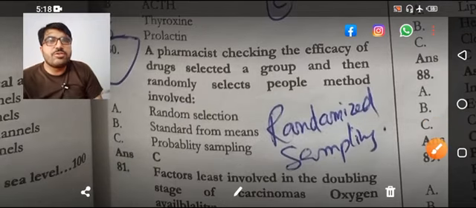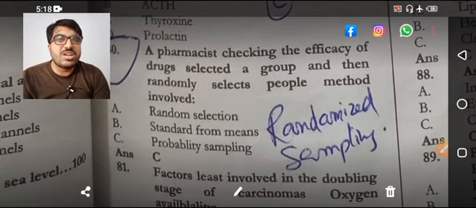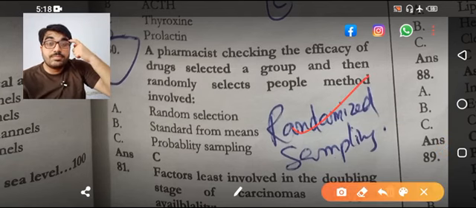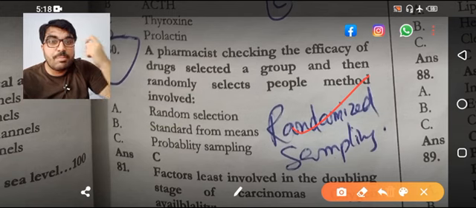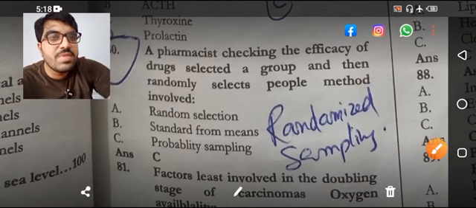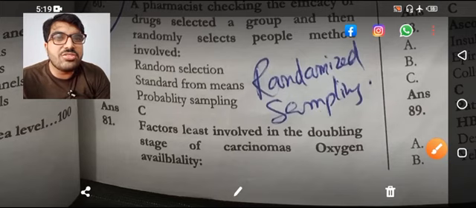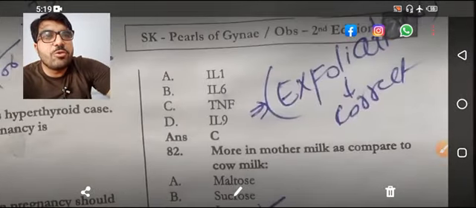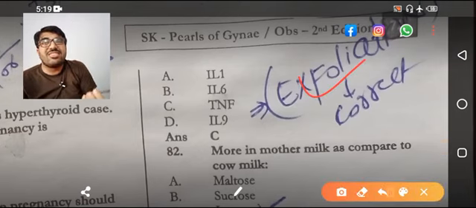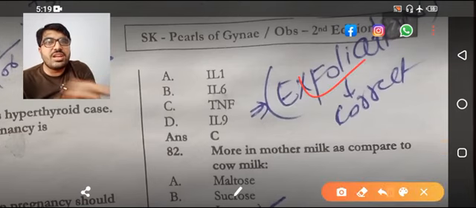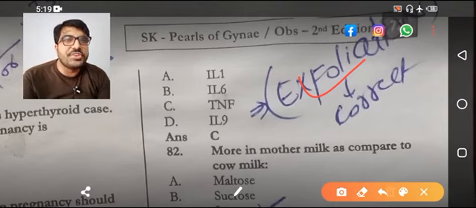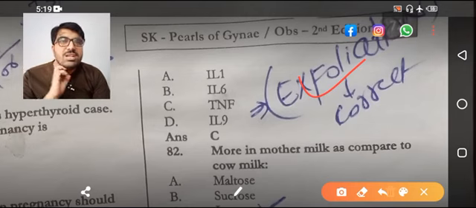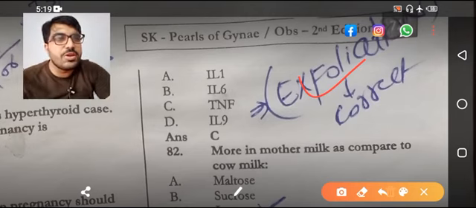A pharmacist checking the efficacy of a drug selected a group and then randomly selects people. The method involved is randomized sampling. So over here the option is random selection, A. Coming next, factors least involved in the doubling stage of carcinoma. What is the right answer? Exfoliation is the correct answer. It is not interleukin 1, 6, TNF, or interleukin 9. If there is a TNF inhibitor, that is the right answer, but the correct answer here is missing: exfoliation.